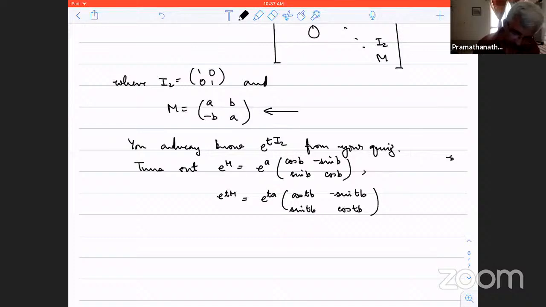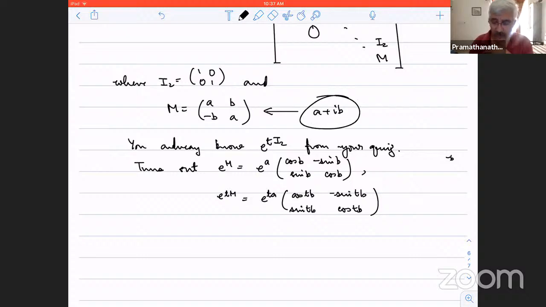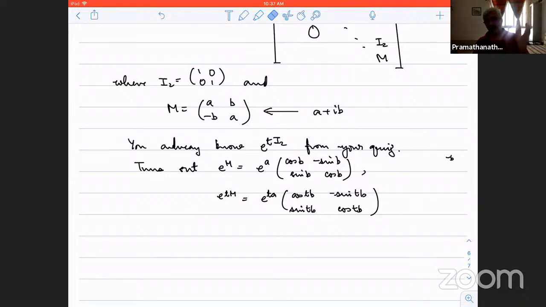By the way, this is really a disguised form of A plus iB. Matrices of this form form a subring of 2 cross 2 matrices. In fact, they are a field, and the field is the complex numbers. We have this norm, and the operator norm agrees with the usual norm on A plus iB. You can check that very easily. So not only is it algebraically isomorphic to the complex numbers, it is on the nose isometrically isomorphic to the complex numbers.